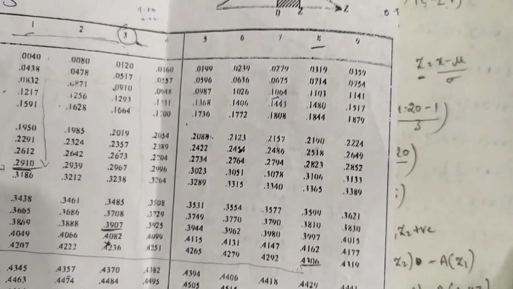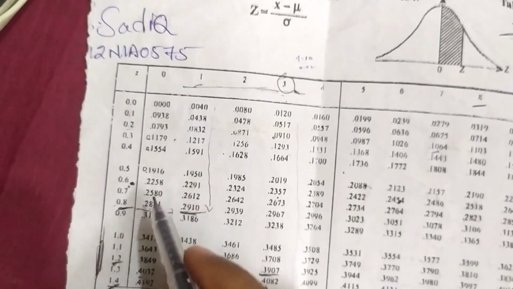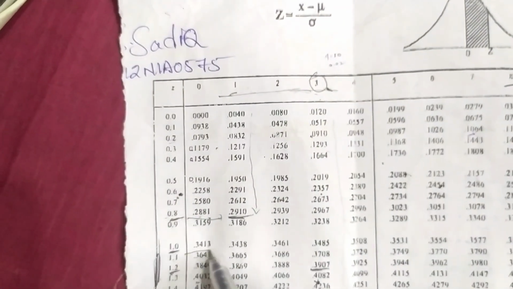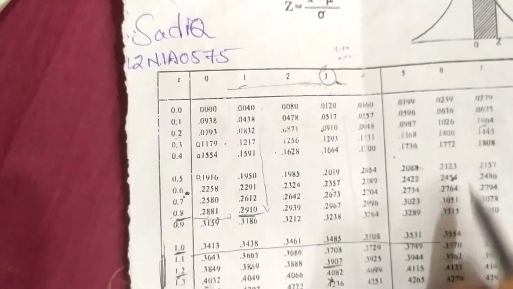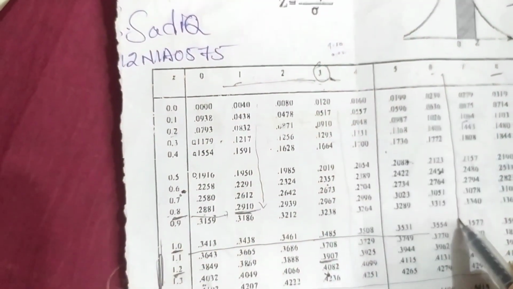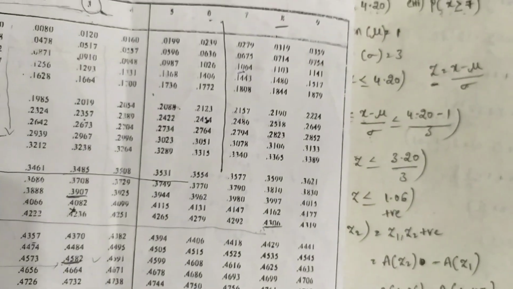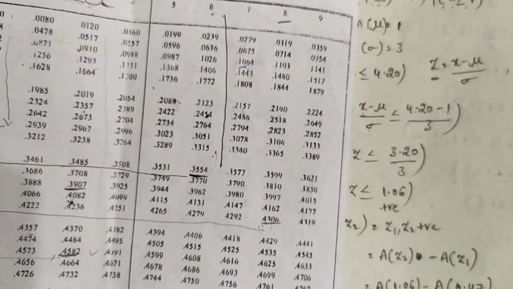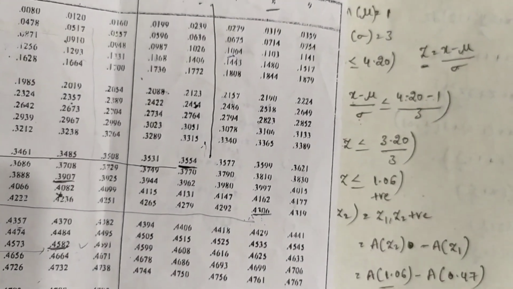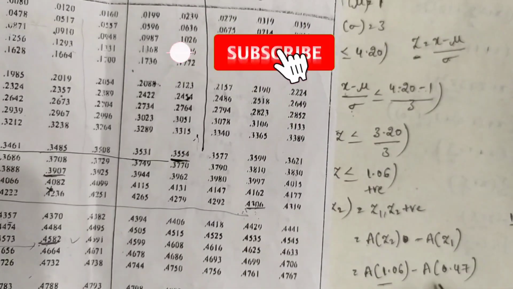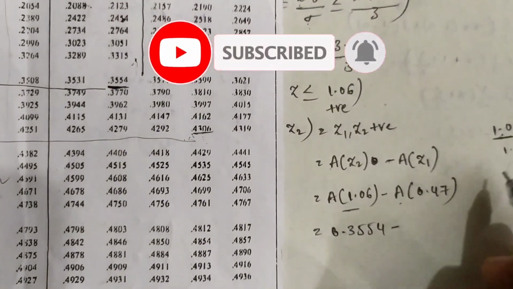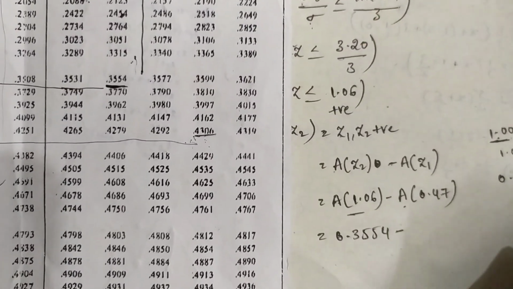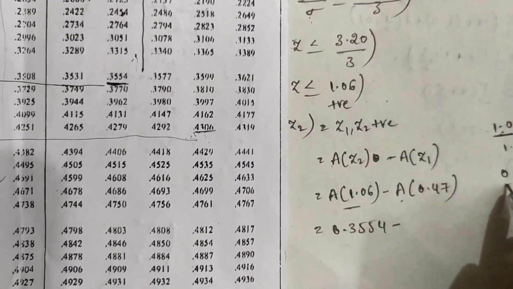Here we have 1 plus 0.06. So see, here the 1 is here and the 0.06 is here. That means the value for argument of 1.06 is 0.3554. Minus, here argument of 0.47, which we can write like this: 0.4 plus 0.07. If we add these two values, we get 0.47.